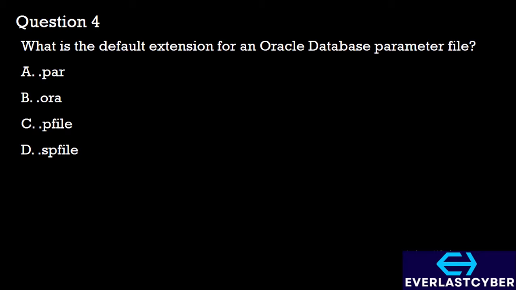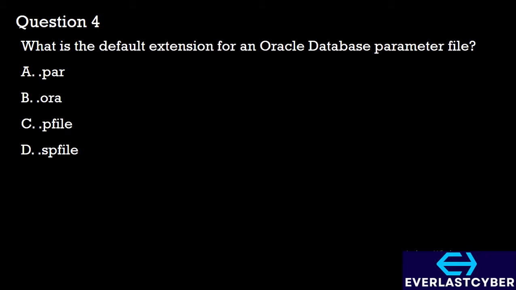Question 4. What is the default extension for an Oracle database parameter file? A. .par, B. .ora, C. .pfile, D. .spfile. In option A, the .par extension is not associated with Oracle parameter files. This extension is sometimes used for parameter files in other contexts like data dump, but it is not used for database initialization. In option B, the default extension for an Oracle database parameter file is .ora.